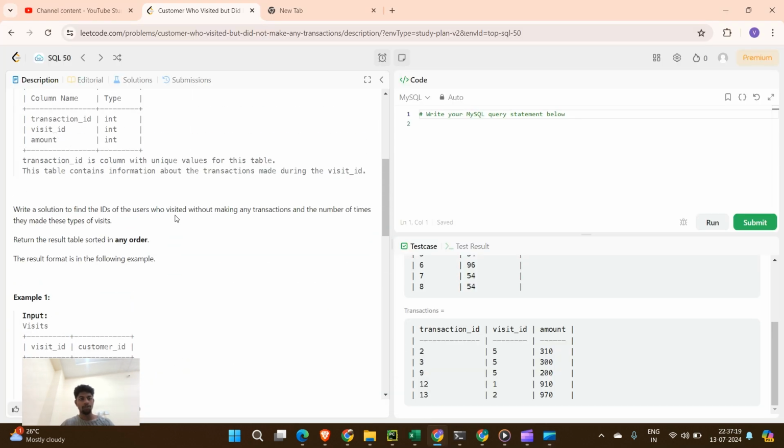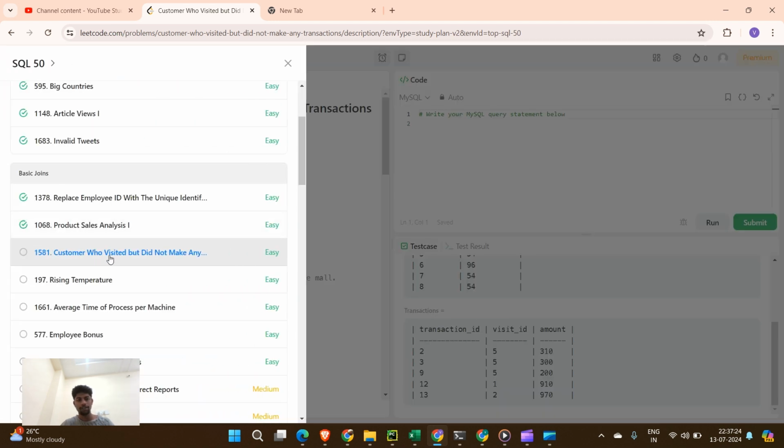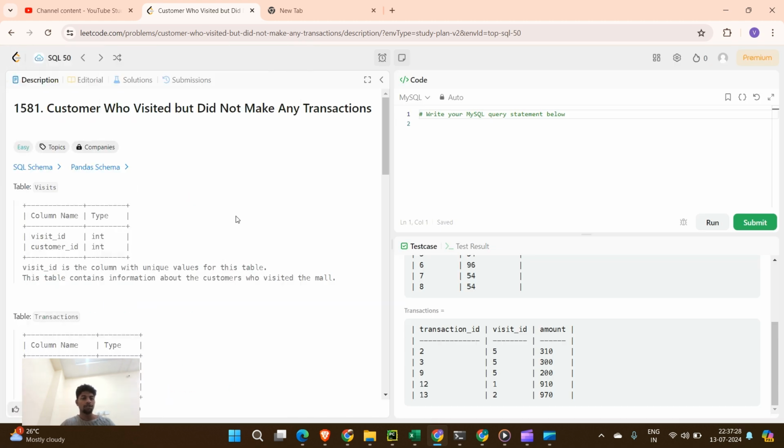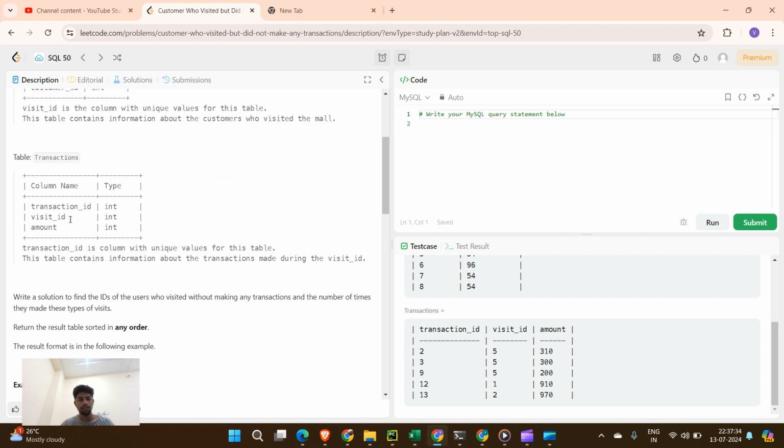Hey everyone, in this video we'll solve this LeetCode problem. This is the eighth one in the SQL 50 series. So we'll see what the tables are. They've given two tables, Visits and Transactions. Visits has two columns, visit ID and customer ID. Transactions has three columns, transaction ID, visit ID and amount.